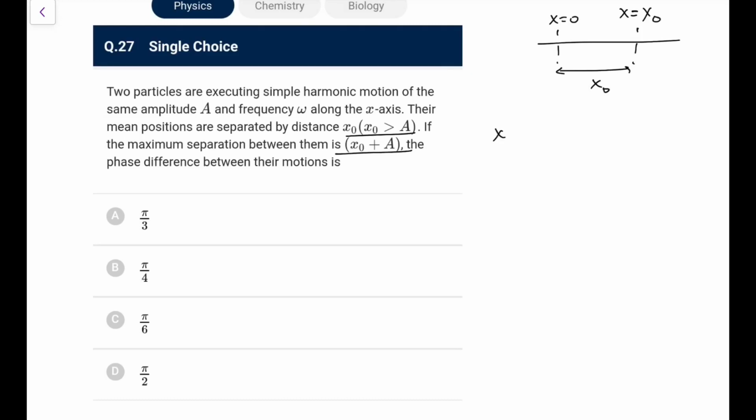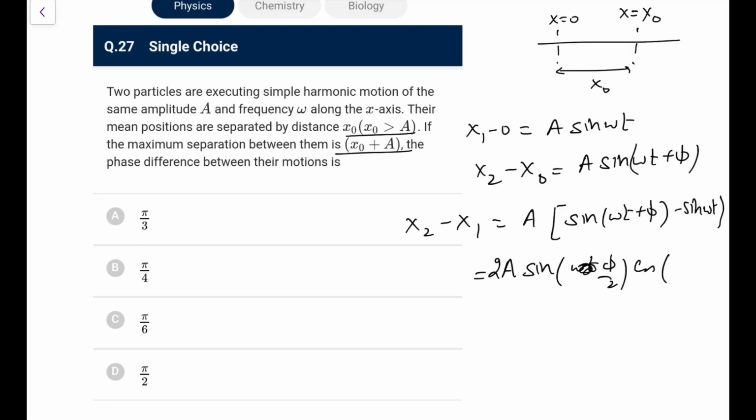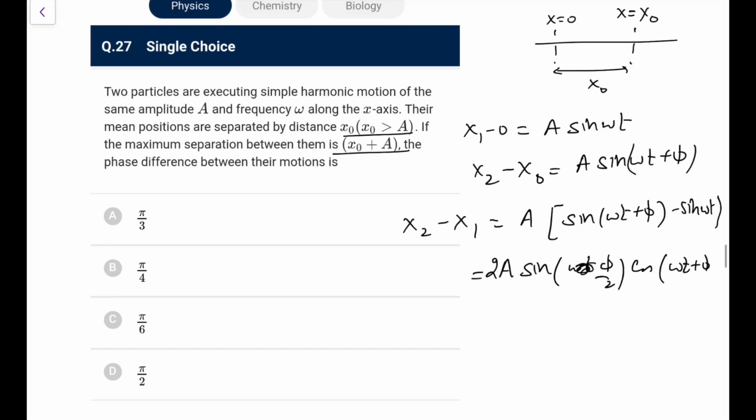For the first particle, let's say its motion is A sin omega t, because the displacement is x1 minus the mean position, x1 minus 0. For the second it would be x2 minus x0, that is given as A sin of omega t plus phi. Let phi be the phase difference. So the gap between them at any instant, x2 minus x1, would be A times sin of omega t plus phi minus sin of omega t. If you do sin A minus sin B, it would be 2 sin of A minus B by 2 times cos of A plus B by 2, that is 2 sin of phi by 2 into cos of omega t plus phi by 2.